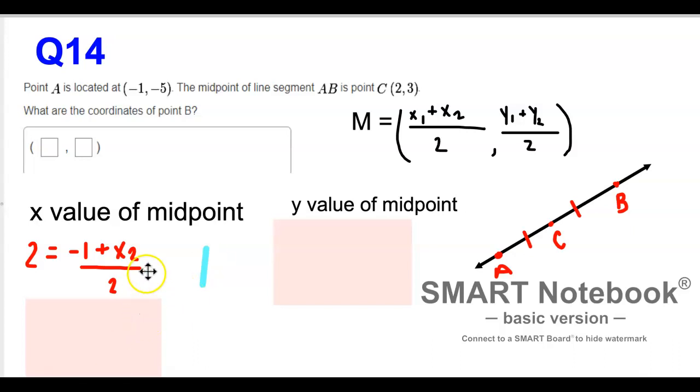So if we wanted to solve this, first we need to undo dividing by 2. To undo dividing by 2, we're going to multiply both sides by 2. That gives us 4 is equal to -1 + x2. Now we're trying to solve for x2, so to undo subtracting 1, we add 1 to both sides, and we get that the x-coordinate of point B is 5. So now we're halfway done with this problem.